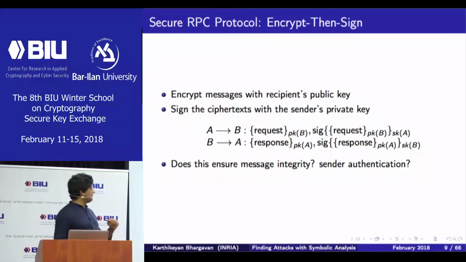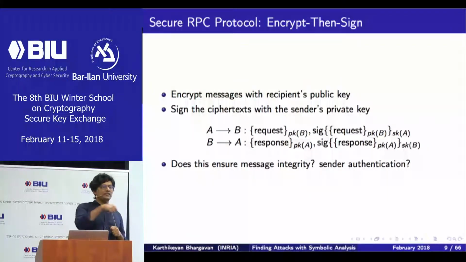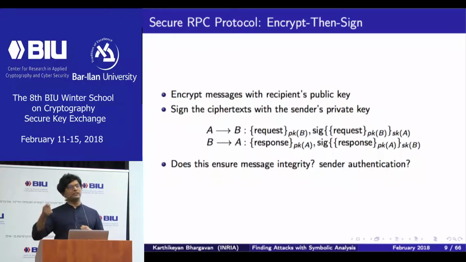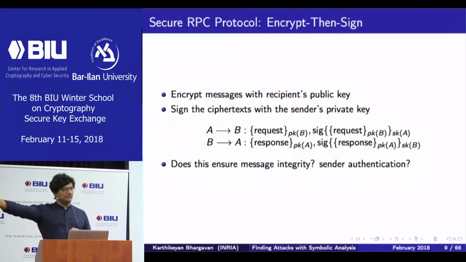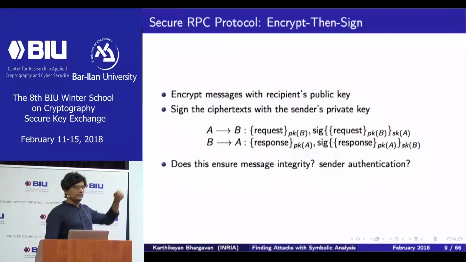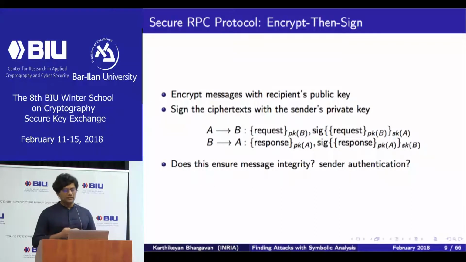In reality, of course, you never really encrypt the request with a public key of B. You encrypt it with a symmetric key, and you encrypt the symmetric key with the public key of B, which is hybrid encryption. Let's ignore that for now. Let's just say we can directly encrypt with the public key of B.